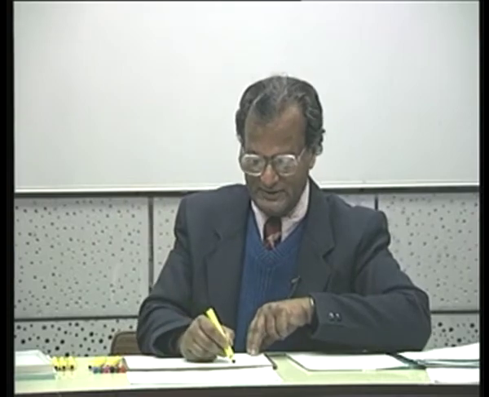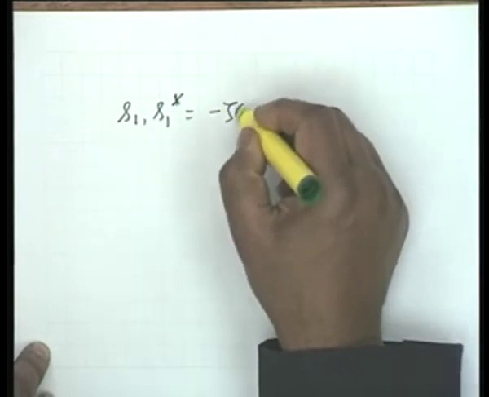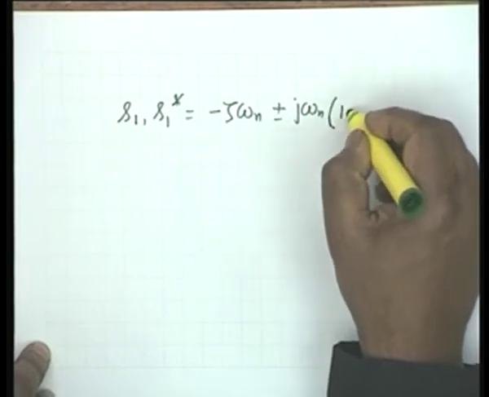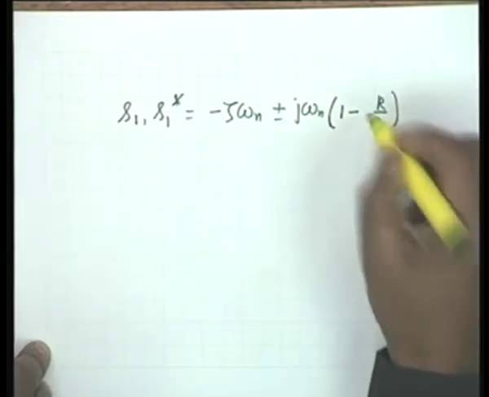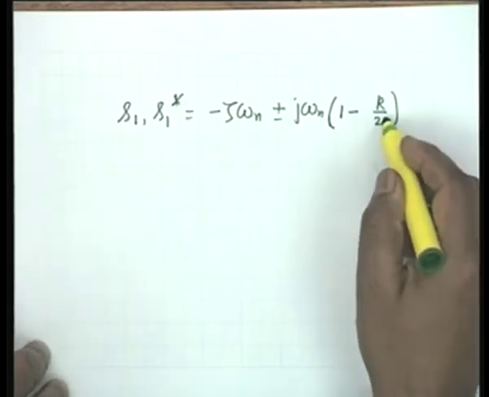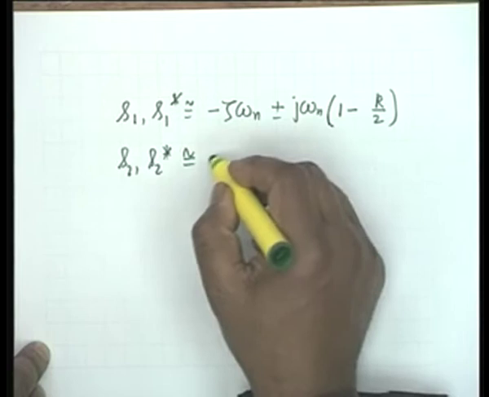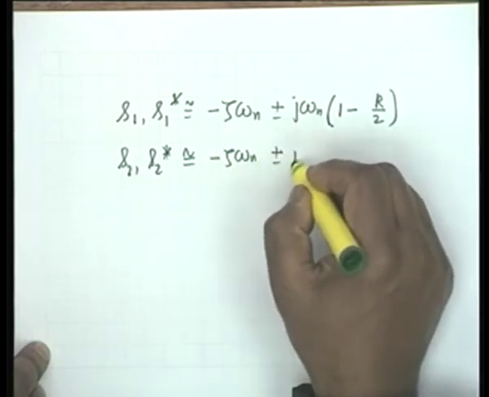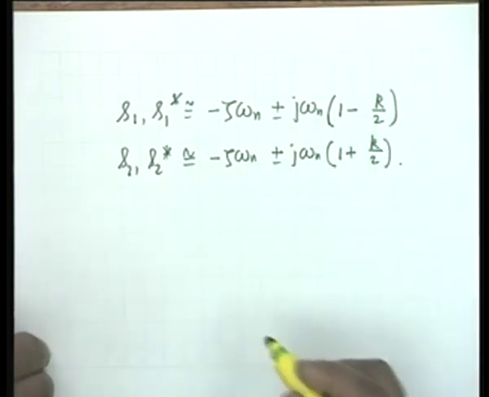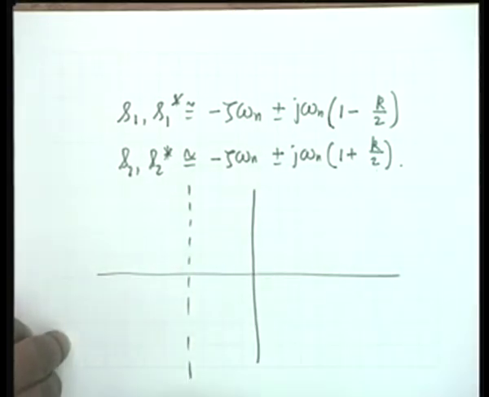With this assumption, we approximated S1 S1 star as minus zeta omega n plus minus j omega n, then 1 minus k by 2. You should understand how this minus sign comes. It is 1 plus k to the power minus half, and that is why 1 minus k by 2 comes, and S2 S2 star is approximately equal to minus zeta omega n plus minus j omega n, 1 plus k by 2.